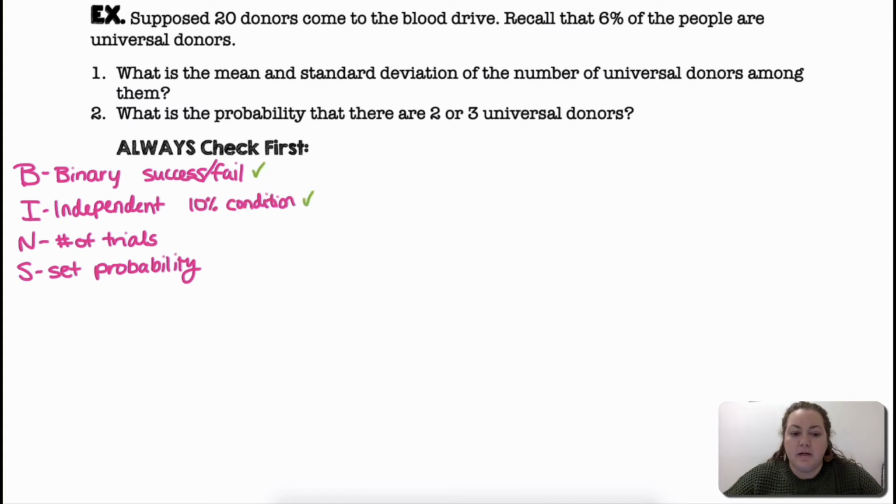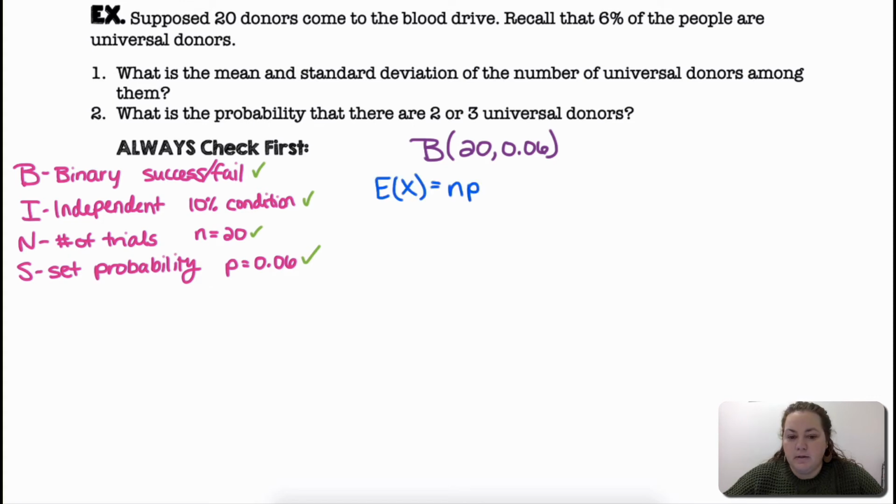Independent, the 10% condition is met here. Number of trials, we have a set number of trials where N is 20, and we have a set probability of 6%. All right, so this is binomial, where N is 20, and the probability of success is 0.06.